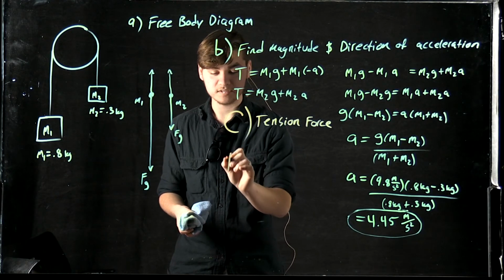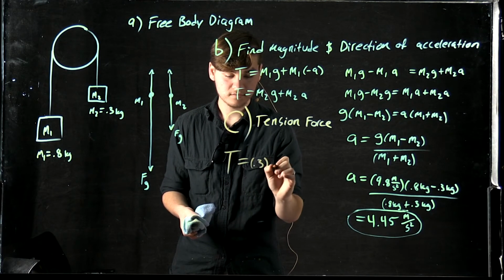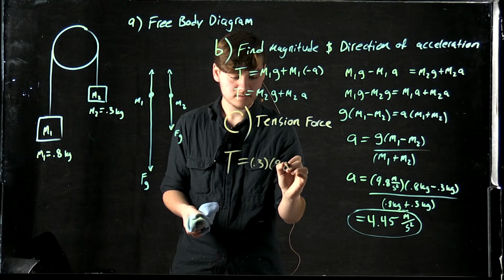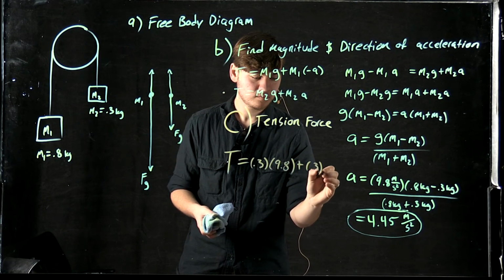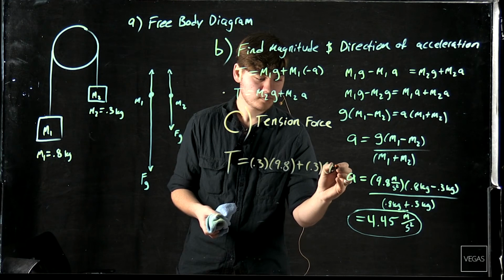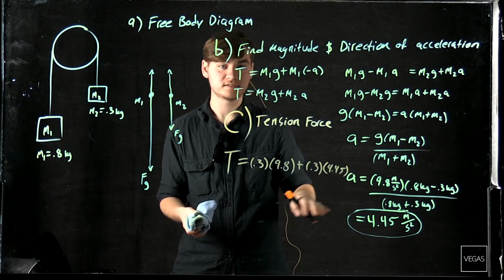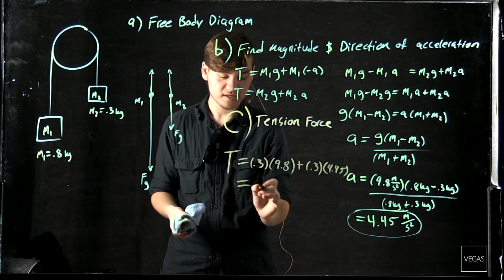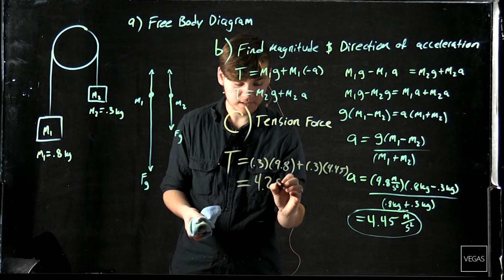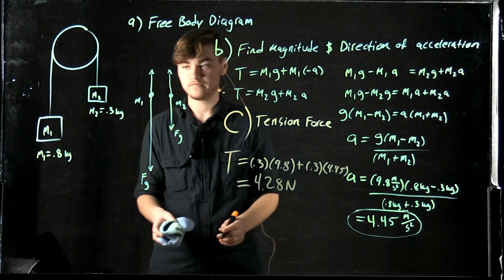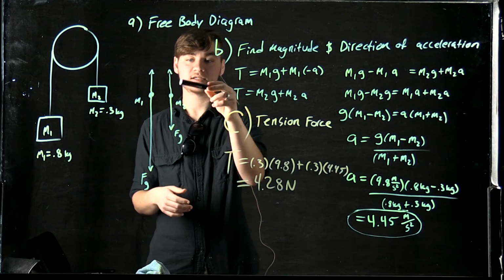I'm not going to include the units because there's not a lot of room, so we're just going to do 0.3, 9.8. There you go. Ignore the fact that it's running into that equation. And if you put that into a calculator, which we did, you get 4.28 newtons of force. So that number is equal for both of the masses here. That's why their tension forces are equal.